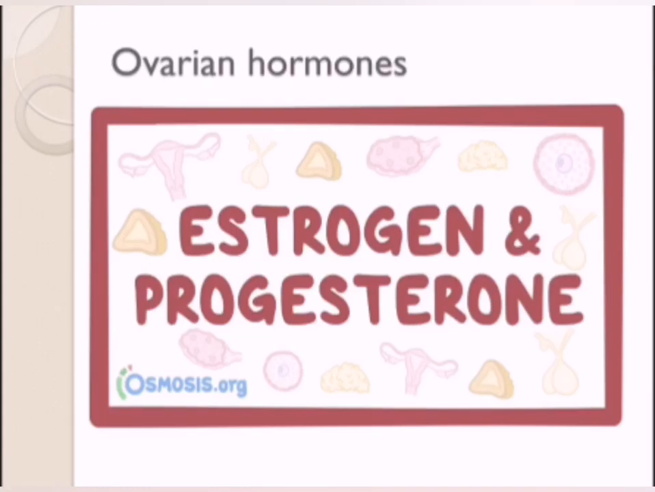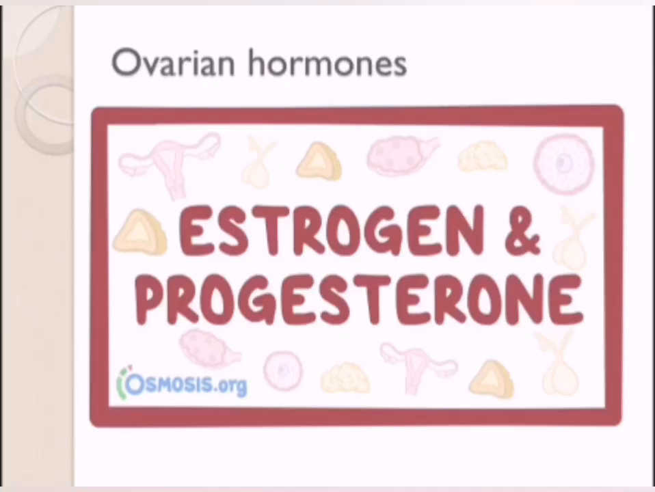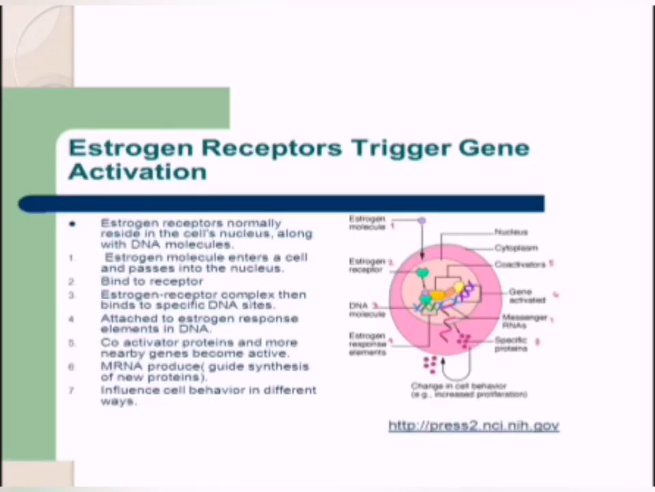Now let's talk more about the ovarian extracts or the ovarian hormones. So if you go back to the significance here, I didn't mention the term hormone. You have only to write the term ovarian extract or chemical substances. Don't use the term hormone. Now, let's explain more about the ovarian hormones. Ovarian hormones are estrogen and progesterone.